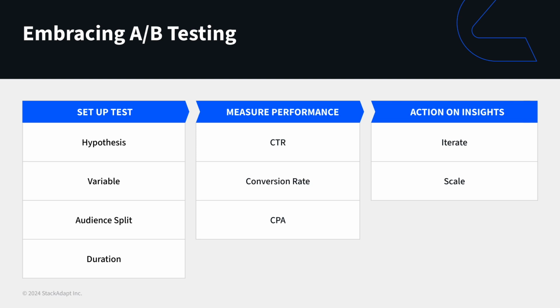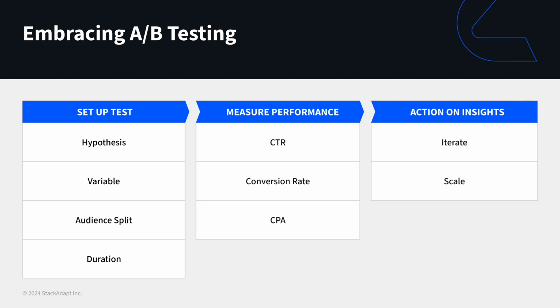Once you've decided on the variable, you need to split your audience randomly. So this ensures unbiased results and gives you a clear picture of which version of your campaign performs better. Both versions of your campaign should run simultaneously for a set period, as this allows you to compare the performance of both versions under the same conditions.